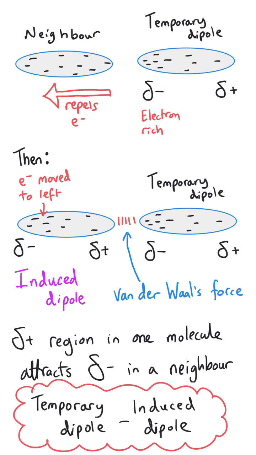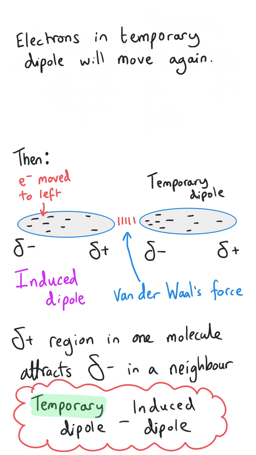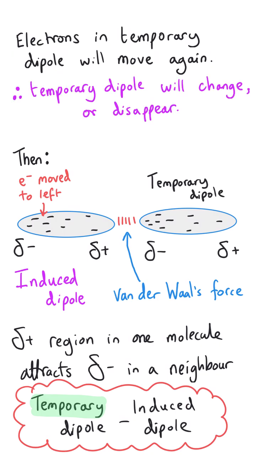But the reason that this type of intermolecular force is so weak is that the electrons will be on the move again and they'll be in a different arrangement, and this temporary dipole is likely to disappear or change completely because the electrons will move to a different position within the molecule. And that's what makes these the weakest type of intermolecular force.